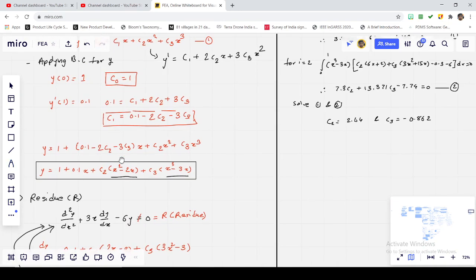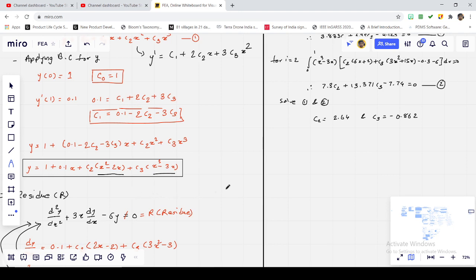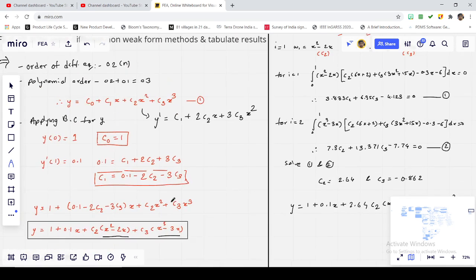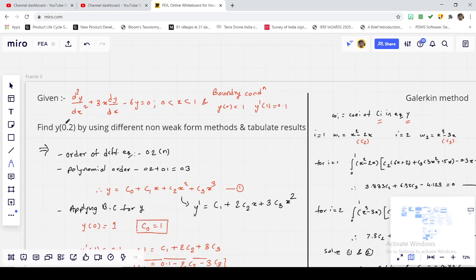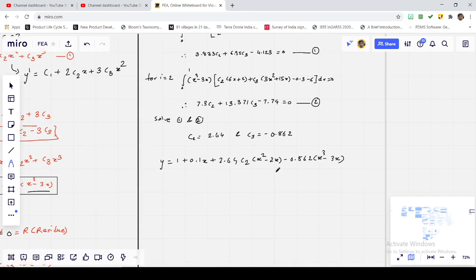If you remember, in the previous video we found C0 and C1. Now you can substitute this into the equation of y. So this is my equation of y. I will substitute y is equal to 1 plus 0.1x plus 2.64 into x square minus 2x minus 0.862 into x cube minus 3x. Now we have C0, C1, C2, and C3. Now the question says we need to find the value of y when x is 0.2. So we will be substituting x is equal to 0.2 in this equation.